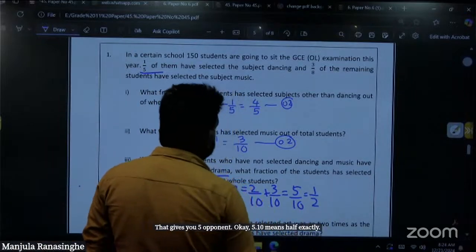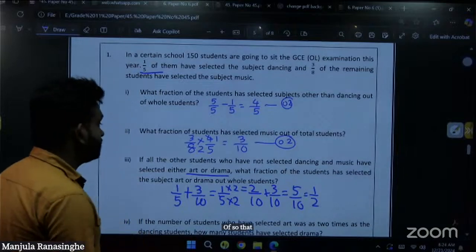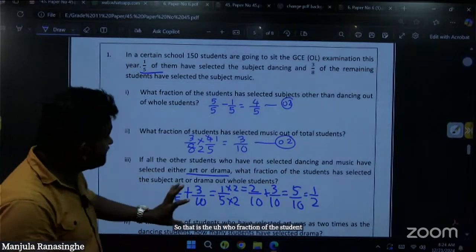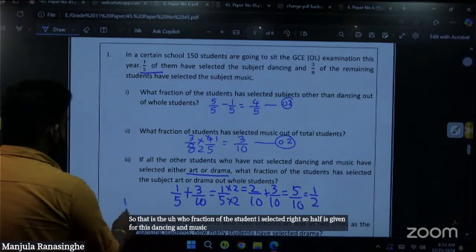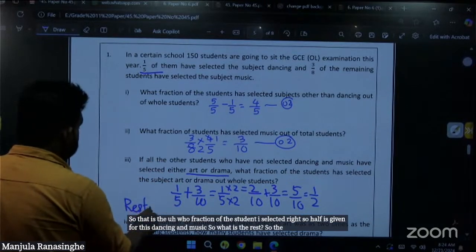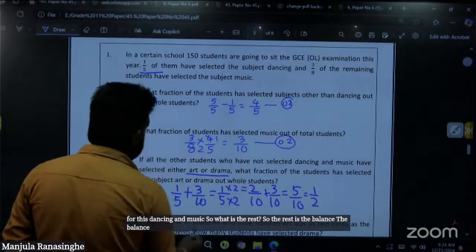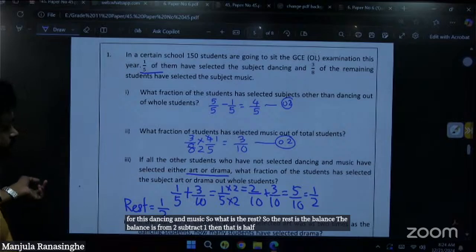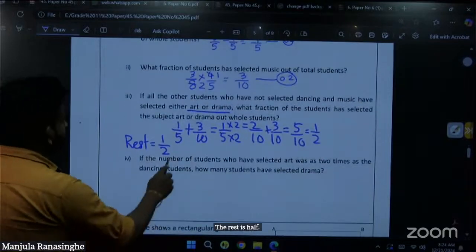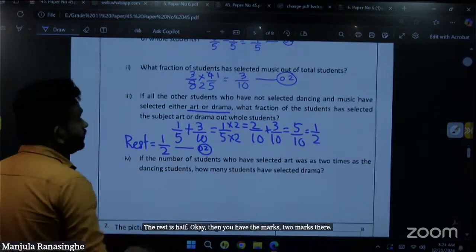So half is given for dancing and music. What is the rest? The rest is the balance. From 2 subtract 1, that is half. The rest is half. Then you have 2 marks there.